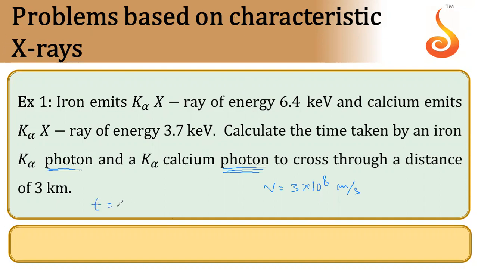Time we can calculate by distance by speed. Distance is 3 kilometer, that is 3 into 10 raised to power 3, divided by speed 3 into 10 raised to power 8. So that will give us 10 raised to power minus 5 second. So this is our answer.